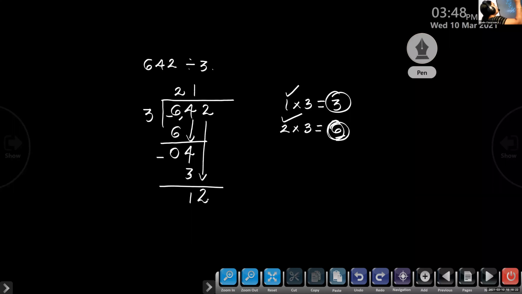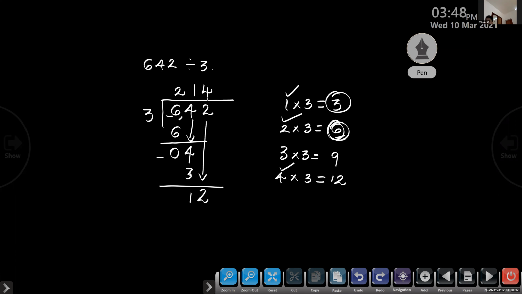12 is greater than 4. So you can divide 12 by 3. For that you can continue the table. 3 3s are 9. 4 3s are 12. We got 12 over here. What is the quotient? 4. You can write 4 here and 12 here. 12 minus 12? 0. And after that, please write the quotient. Checking you can do.